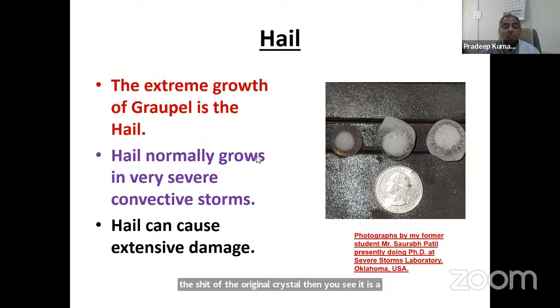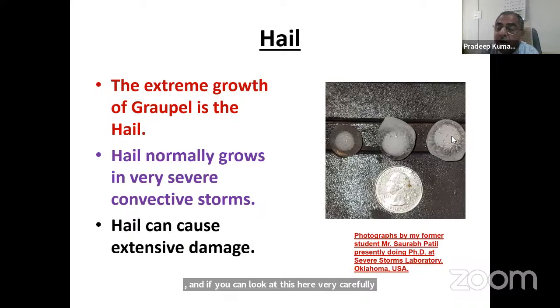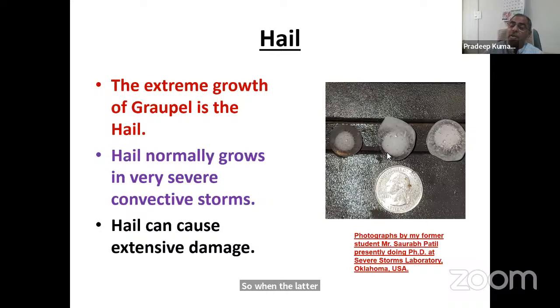So hail normally grows in very severe convective storms. And if you look at this hail very carefully, this is again hail which has been collected by my student and photographed individually. Now, if you look at this hail, you can see light color shading and then dark color shading. What happens is that it is a graupel on which supercooled droplets are colliding and freezing. So when the freezing is happening, the latent heat is getting released. So when the latent heat is getting released, it will begin to grow wet. And then at some point of time, it would have cooled down. So it will again start to grow dry.